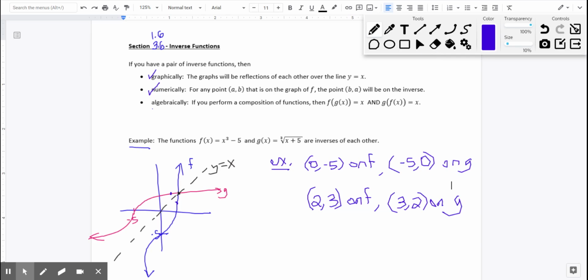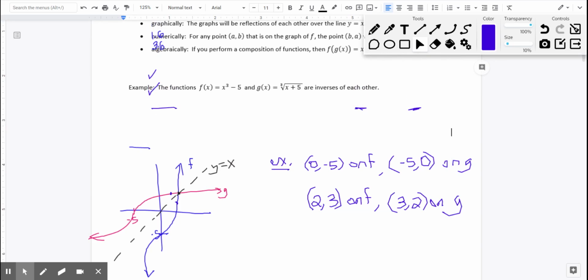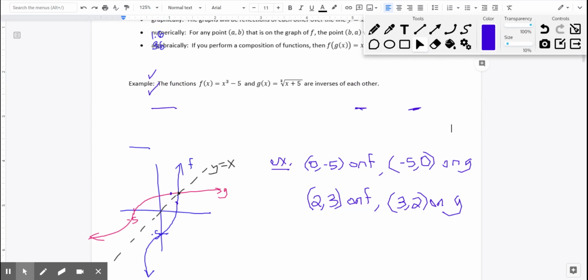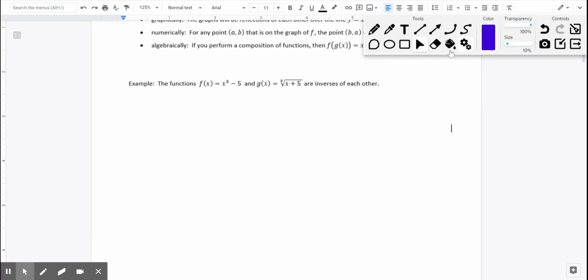And then here's what happens algebraically. Here's what happens when you have the equations. When you do a composition, whether you do f of g of x or g of f of x, they both come out to x. That's how you can tell that you have inverse functions.